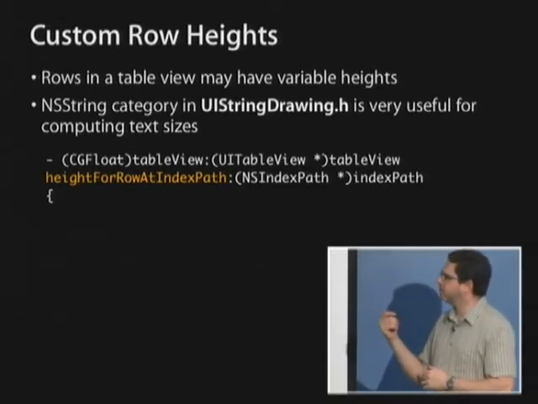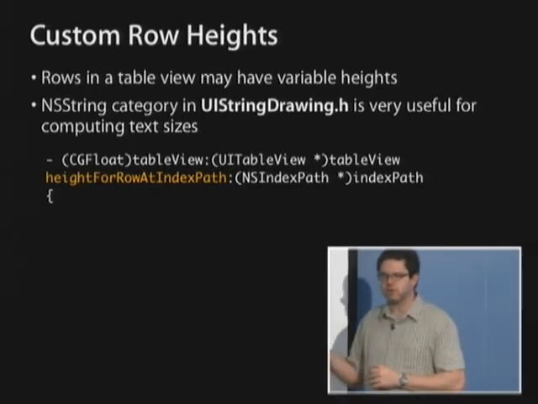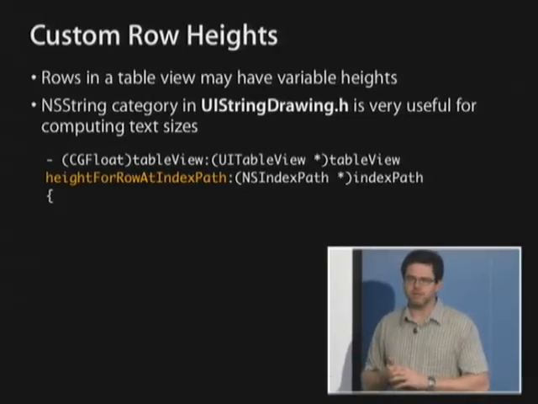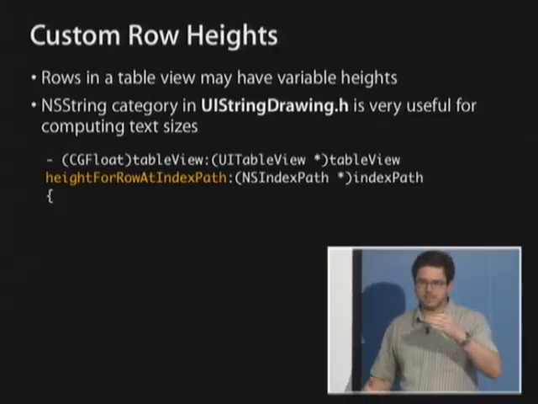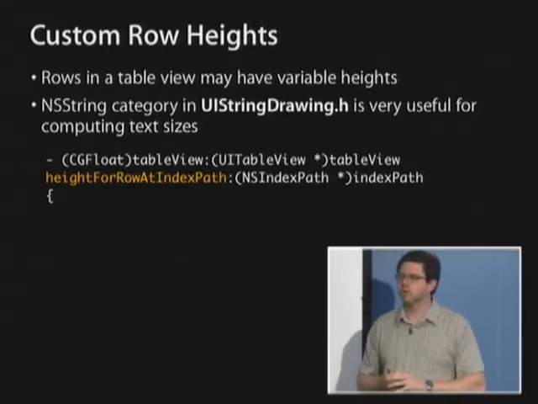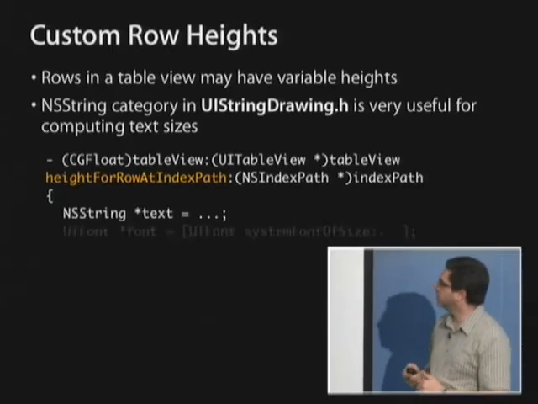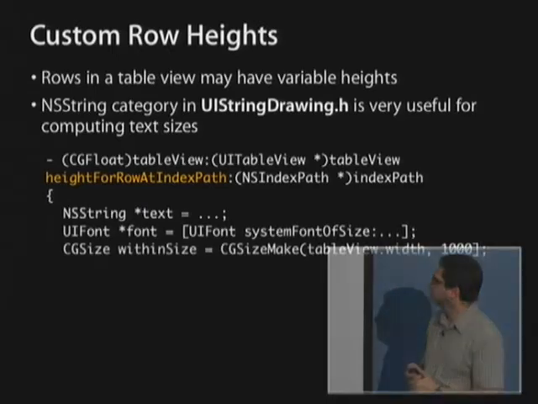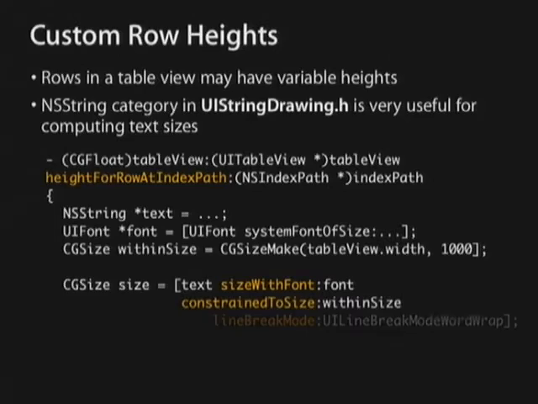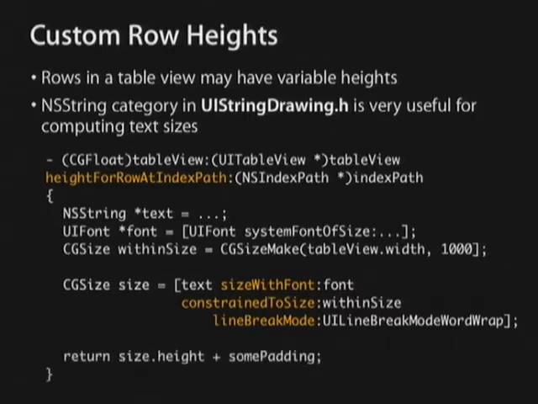One caveat is this is called for every single row in the table view at load time, even rows that are not visible, so that we know how big the content area of the scroll view is. So this needs to be pretty fast. Here, for example, we're trying to size some text, so we're creating whatever string we would like and using this size with font method to figure out how tall that would be and then returning a height plus whatever padding we'd like.